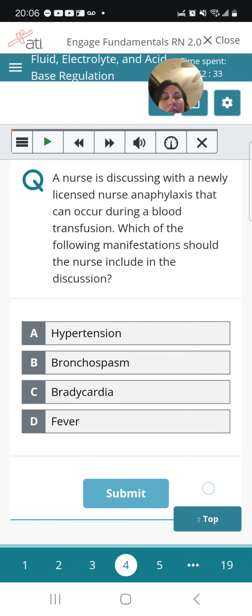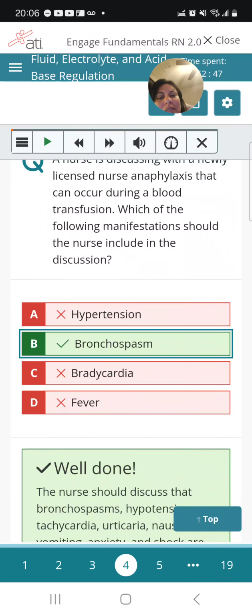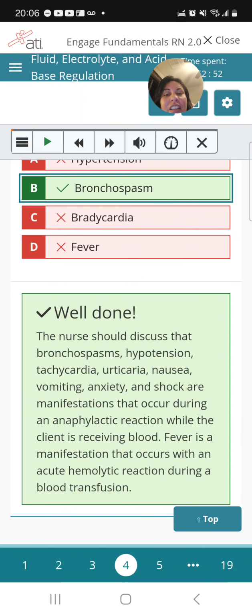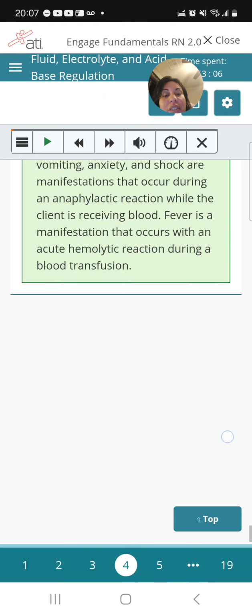We're talking about manifestations of anaphylaxis, right? Anaphylaxis is like closing up. Wouldn't it be bronchospasms? Yeah, that's the only one. The nurse should discuss that bronchospasms, hypotension, tachycardia, urticaria, nausea, vomiting, anxiety, and shock are manifestations that can occur while the client is receiving blood.